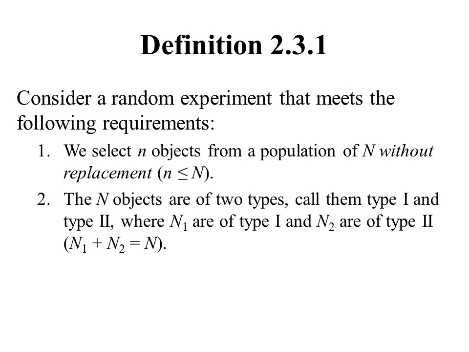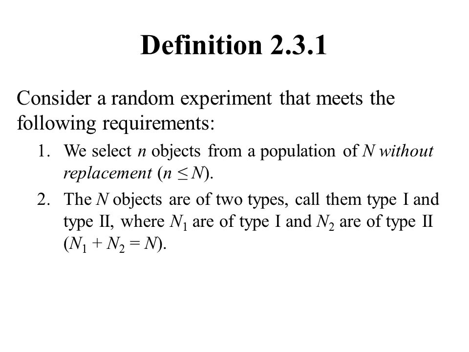So let's define our first type of distribution called the hypergeometric. Consider a random experiment that meets the following two requirements. Number one, we select n objects from a population of capital N without replacement. And number two, the capital N objects are of two types. Call them type 1 and type 2, where capital N1 are of type 1 and capital N2 are of type 2, and of course N1 plus N2 has to equal capital N.